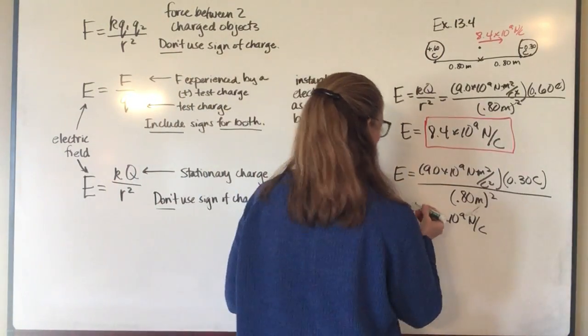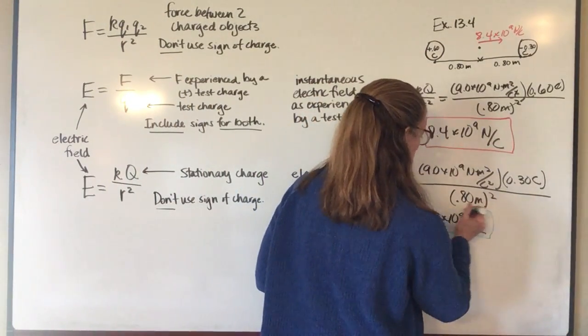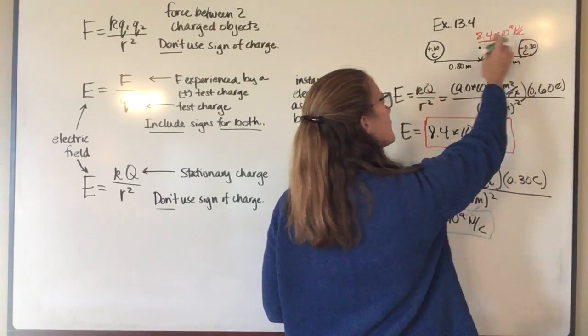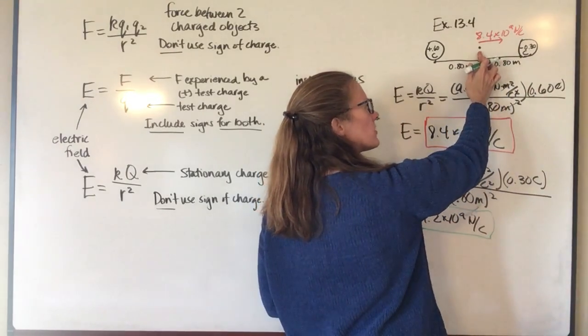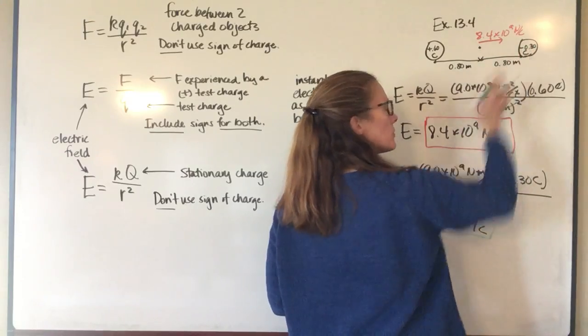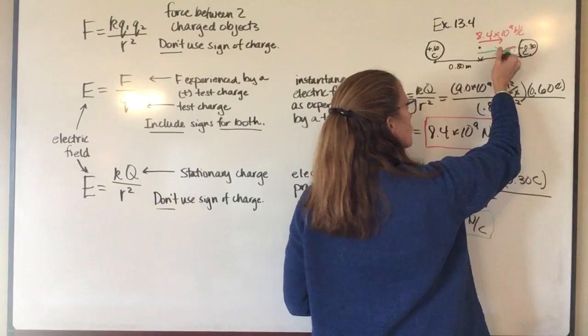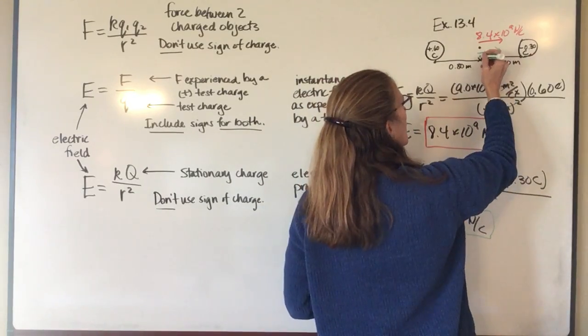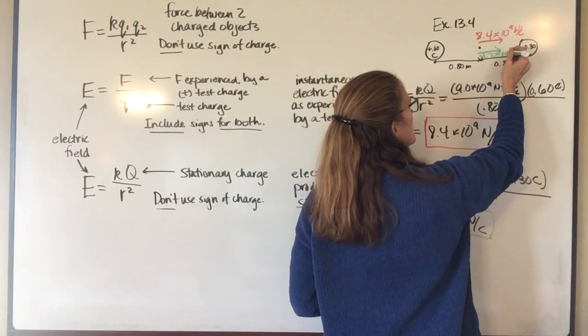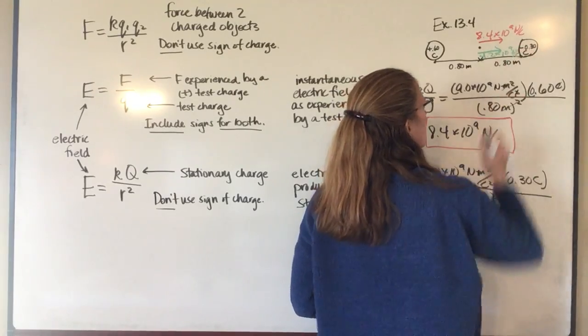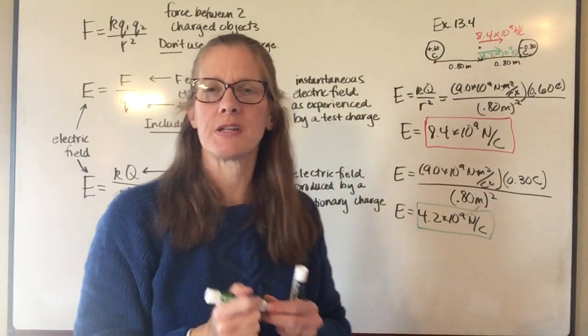So the electric field caused by this one, if I drop in a positive test charge at this point, positive and negative, those are going to attract each other. So that means this one is also going to be going off to the right, 4.2 times 10 to the 9th newtons per coulomb. I just drew arrows there indicating direction.